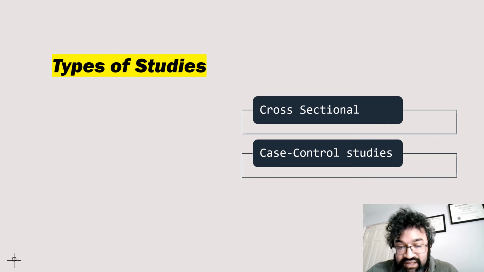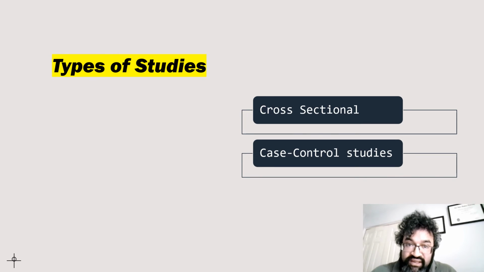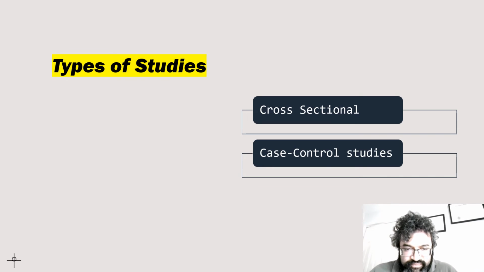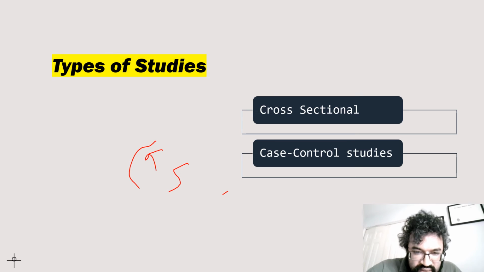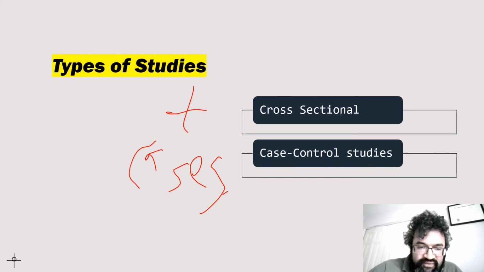Another important topic that students have problems understanding is cross-sectional, specifically cross-sectional and case control studies. In case control studies, you take a look at the cases. You take a look at the cases here. And so you take the positive and the negative.